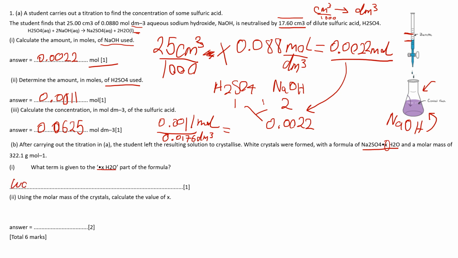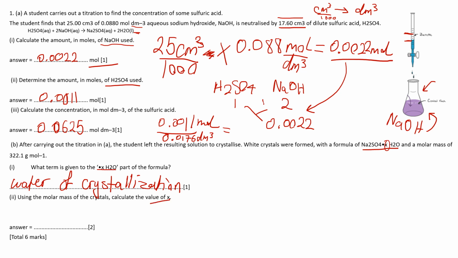So water, or number of water of crystallization. And then the mark scheme says that hydrated or hydrous will be ignored as an answer to this. So that's the answer for now. And then using the molar mass of crystals, calculate the value of X.